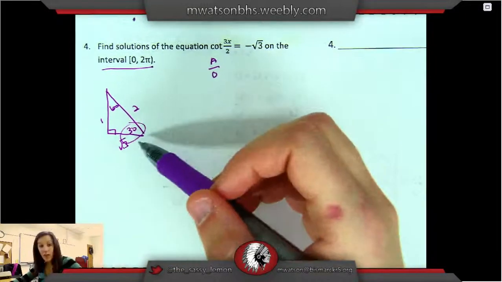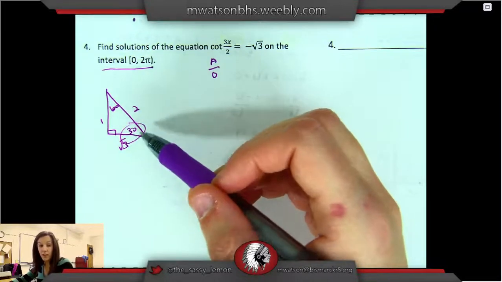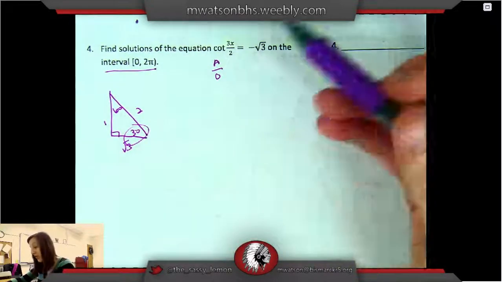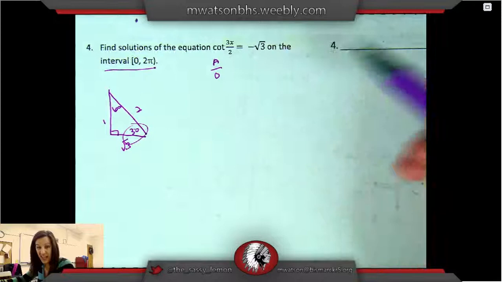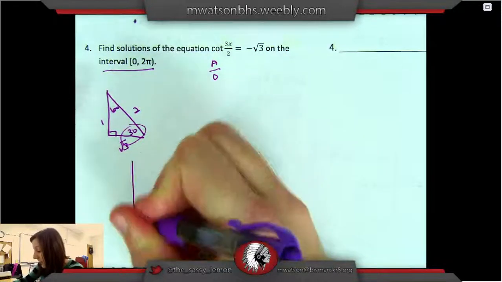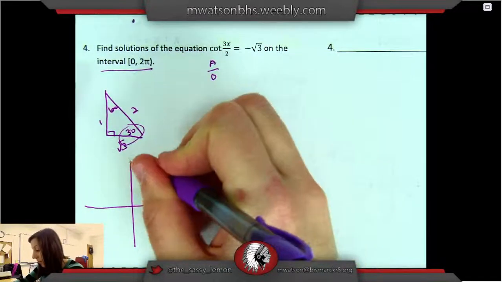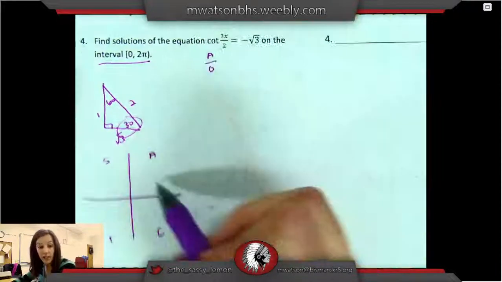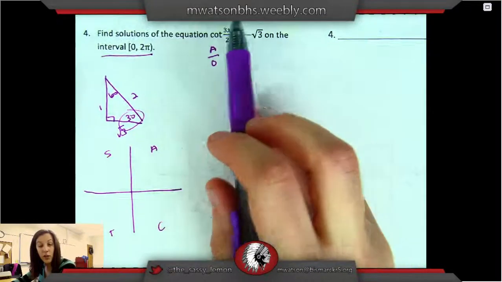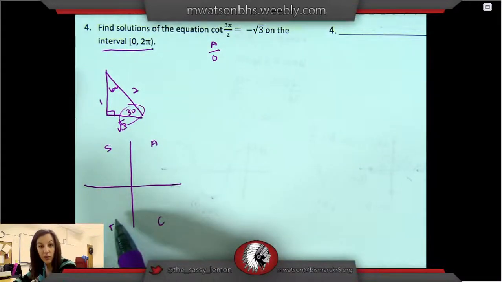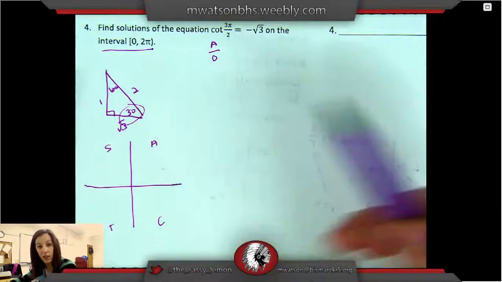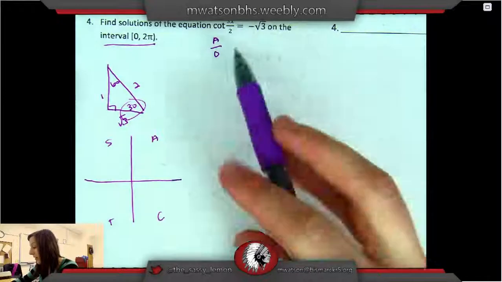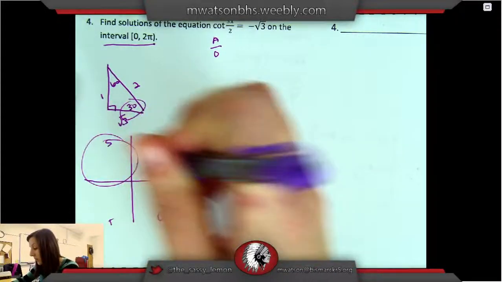I can't just write that as my answer though, because this 30 degrees would be in quadrant 1, and we need cotangent to be negative. So I'm going to sketch out my coordinate grid. All students take calculus. Cotangent isn't in this. But remember, cotangent is a reciprocal of tangent, so it's going to follow the same negativity rules. So cotangent is going to be negative in quadrant 2 and quadrant 3.